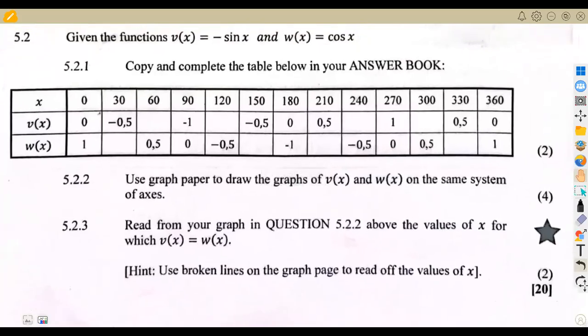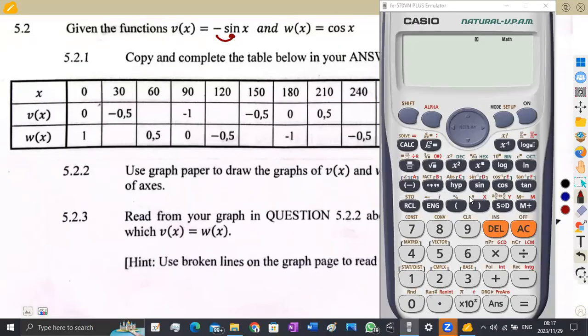It was the same scenario that we had on this question. Again, 5.2, we are given a condition where they wanted us to use our graphs to draw these ones. Anyway, copy and complete the table below in your answer book. So you're going to take this table. V of x is the graph of minus sine x, and W of x is a function of cos x, all right? So for V of x, we are simply substituting into minus sine x. Let us have our calculator and make sure that your calculator is in degrees.